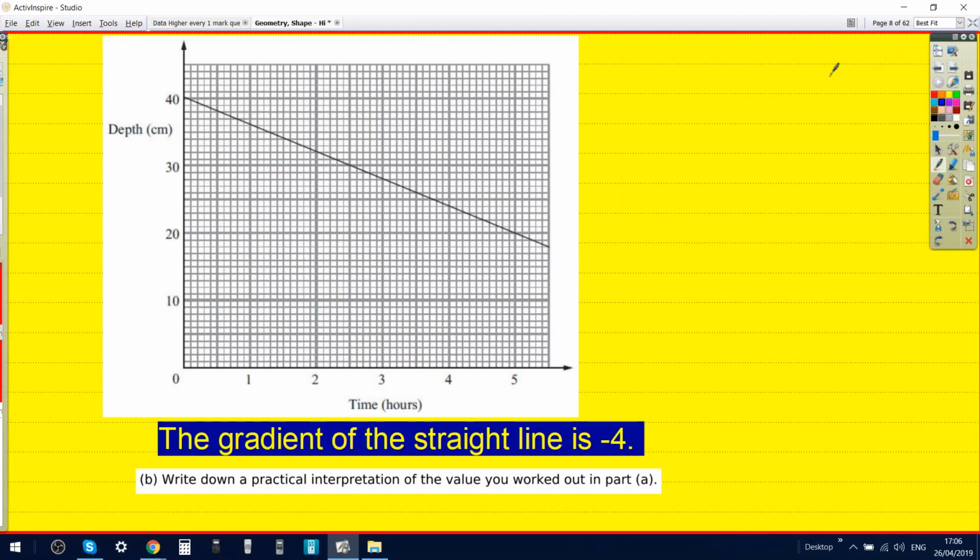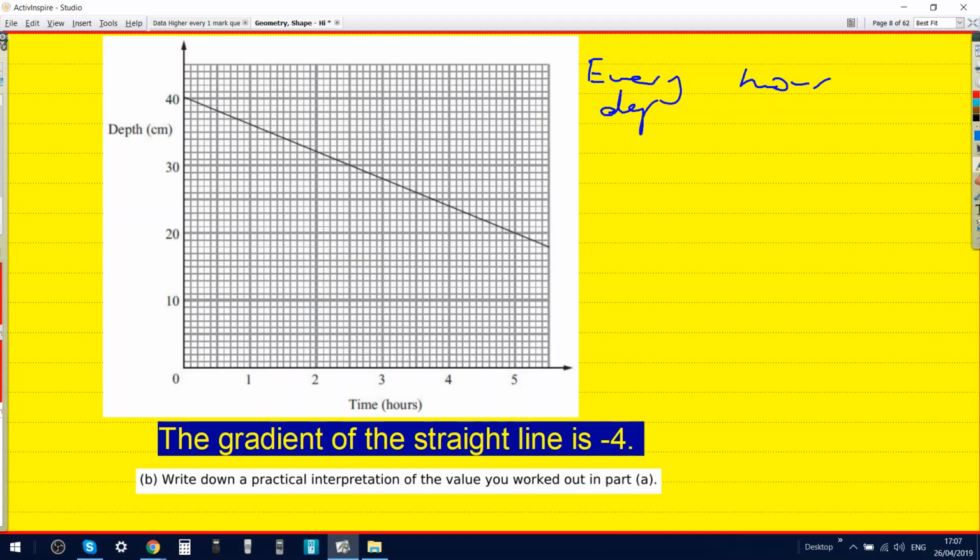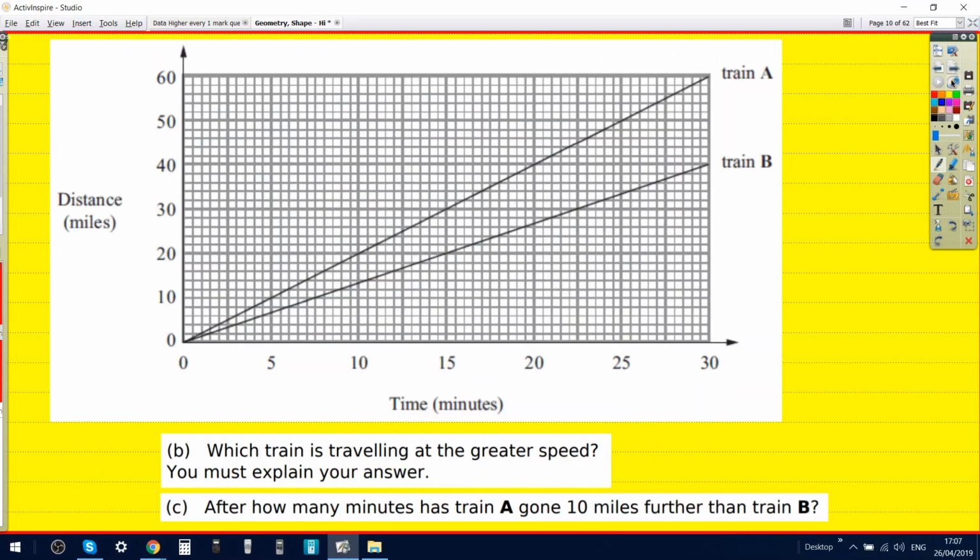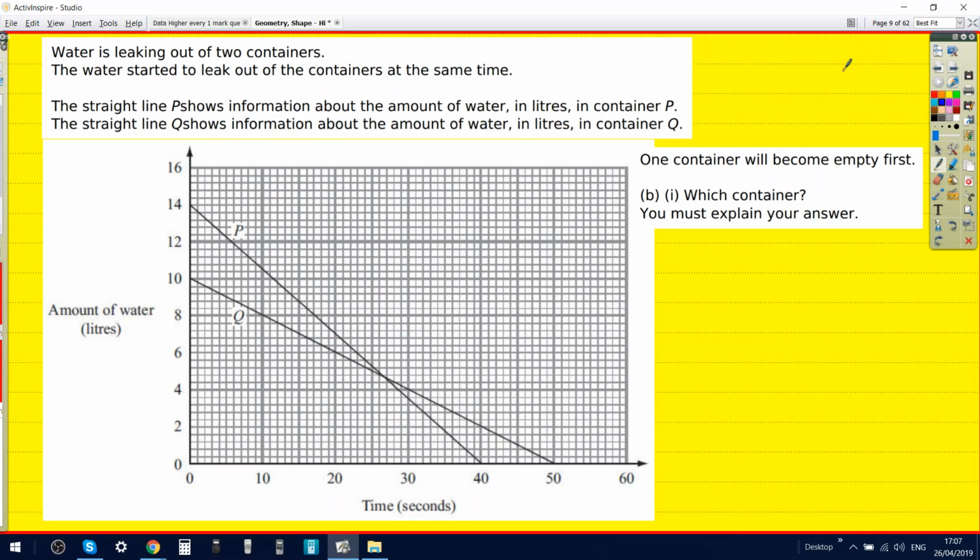Let's see. How about this one? I could just say it takes... every hour you go down by 4 centimeters. Yeah. Or depth decreases by 4 centimeters every hour. Yeah. By 4 centimeters. Okay, fine. Let's see this one. All right, how about this?